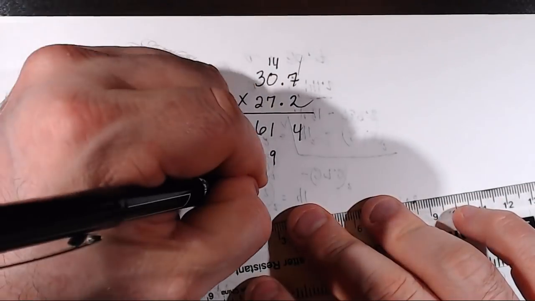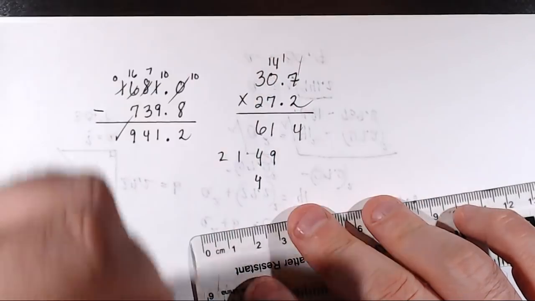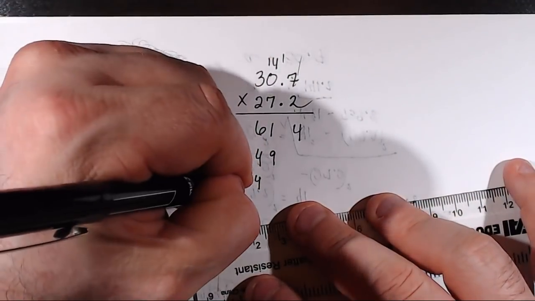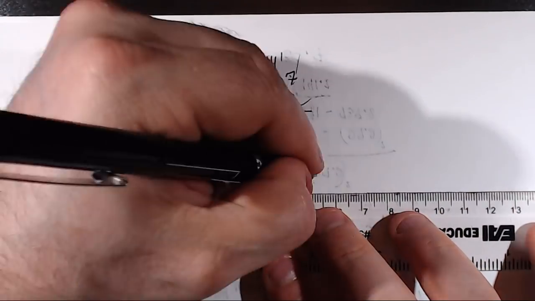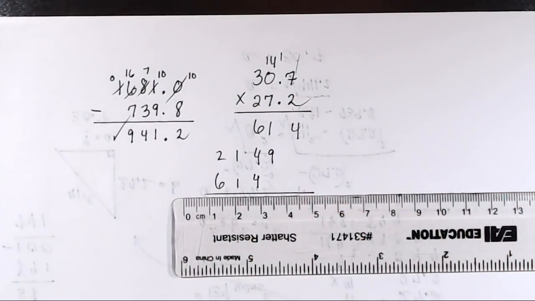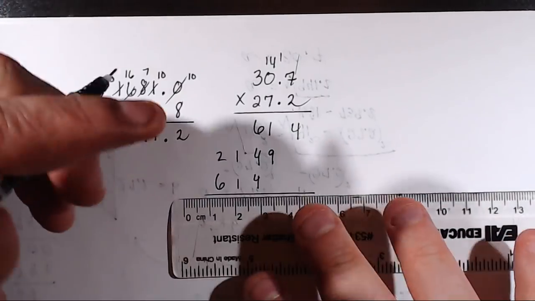Okay, 7 times 2 is 14. 0 times 2 is 0, plus 1 is 1. 3 times 2 is 6. Again, I hope I did that right. Let's do this. Okay, let me add that up.